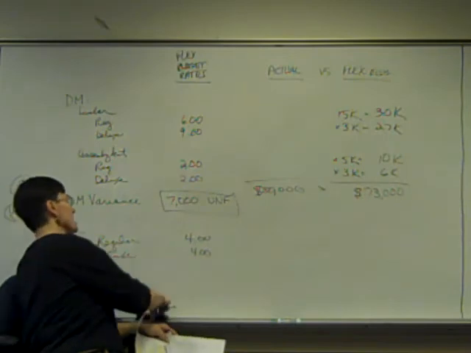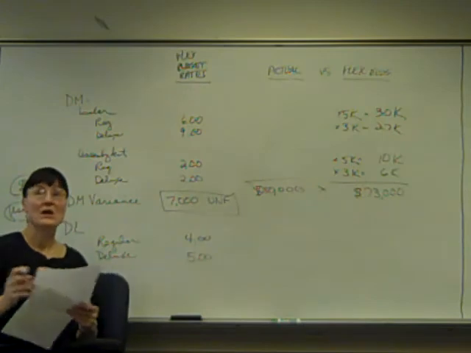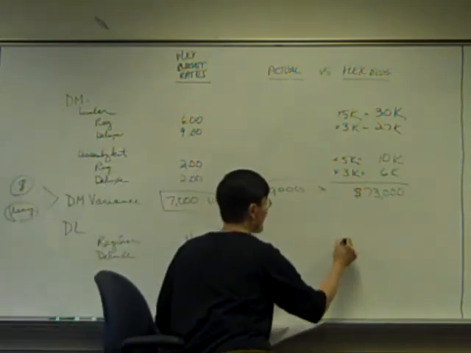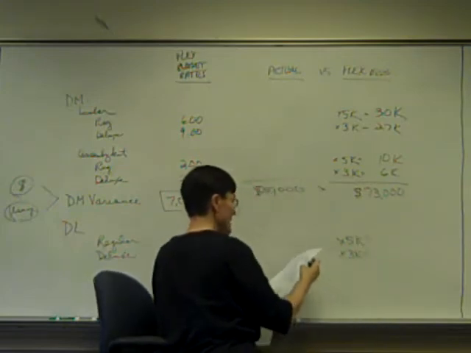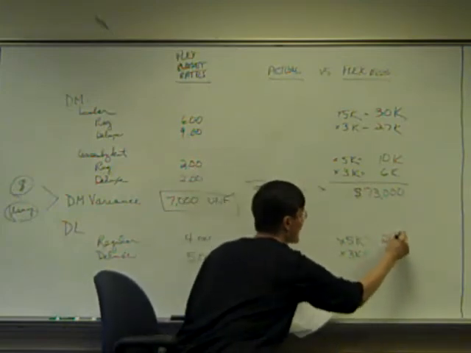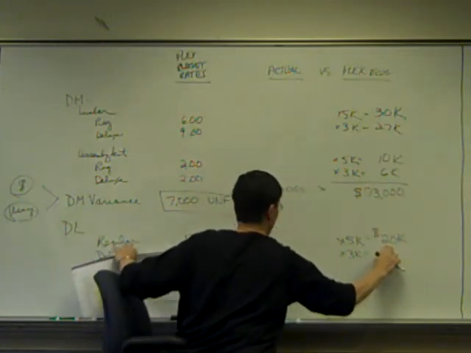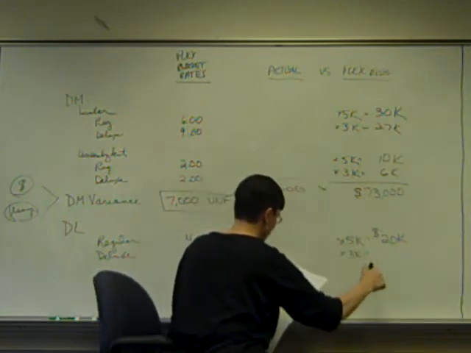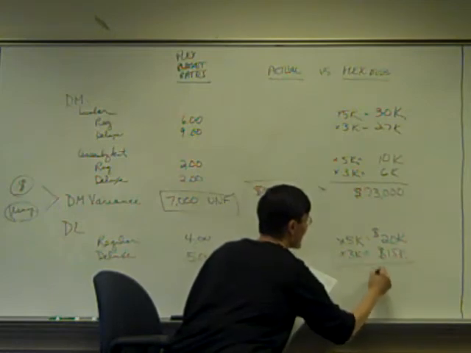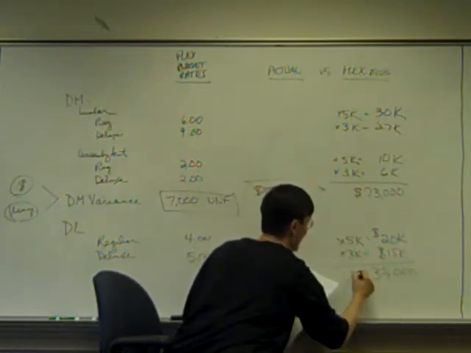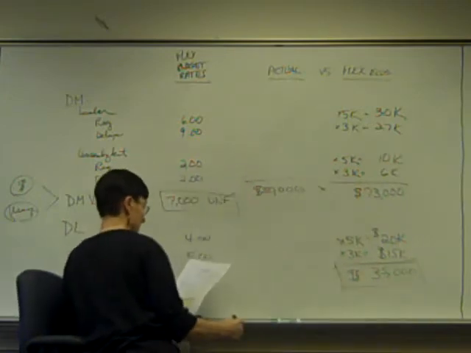No, I'm sorry, deluxe is $5 because it's 1 1/4 hours. And again, what did we make of each of them? We made 5,000 regular, 3,000 deluxe. So we should have spent and used $20,000 worth of labor to make the regular. We should have spent and used a total of $15,000 labor to make the deluxe. So for this level of production, our budget is $35,000.